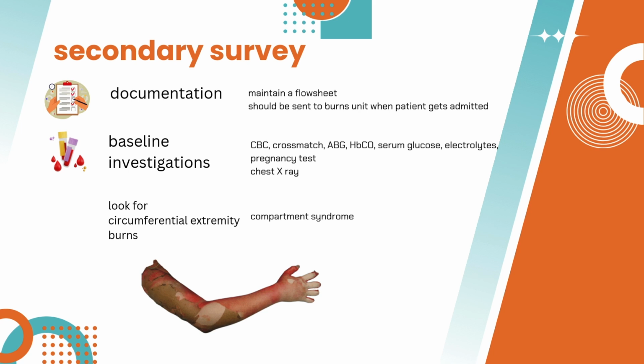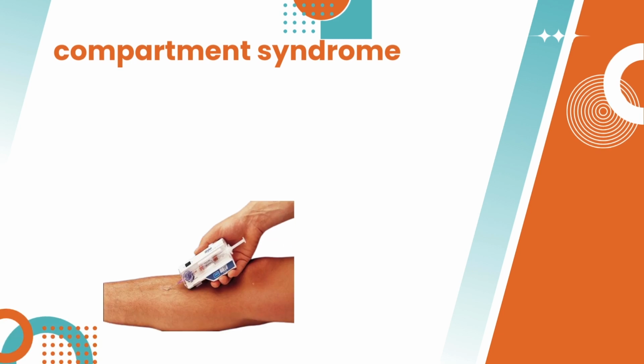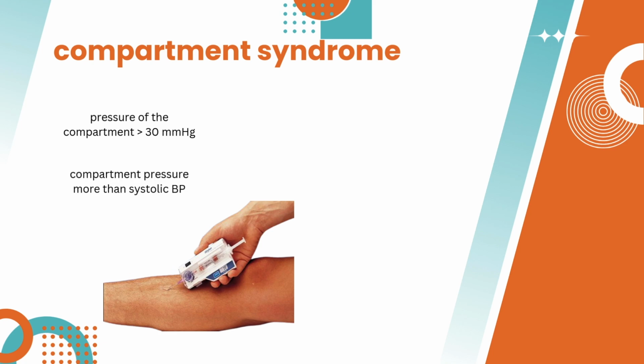Talking about compartment syndrome, it is one of the dreaded complications of burns. It can occur because of circumferential burns, which occur in the extremities. A compartment pressure of more than 30 millimeters of mercury is considered compartment syndrome, and the compartment pressure should be more than systolic BP to hamper the circulation to the limb.